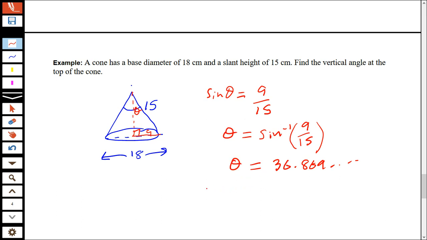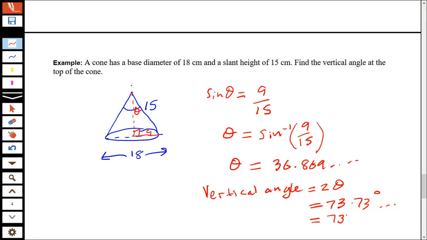Now, the vertical angle will be 2 theta. So the vertical angle equals 2 theta. So we're just going to times our answer by 2. So that's 73.73 degrees. Now it says, does it say to the nearest minute? No, but we'll do it to the nearest minute. So press degrees, minutes, seconds. So you're going to get 73 degrees, 44 minutes. Okay, and that's it.